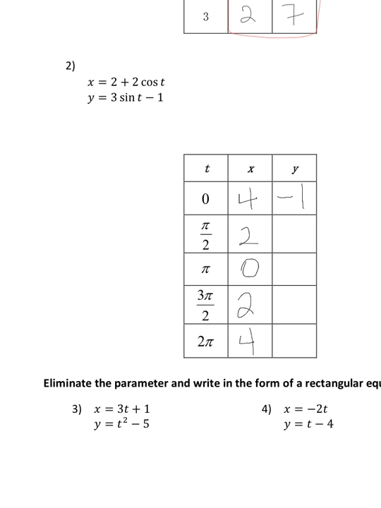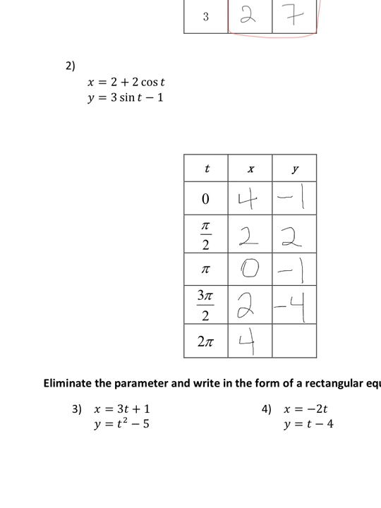Sine of pi over 2 is 1. 1 times 3 is 3. 3 minus 1 is 2. Then we're going to do sine of pi, which is 0. 0 times 3 is 0. Minus 1 is negative 1. Then we're going to do 3 pi over 2. Sine is negative 1. So negative 1 times 3 is negative 3. Minus 1 is negative 4.